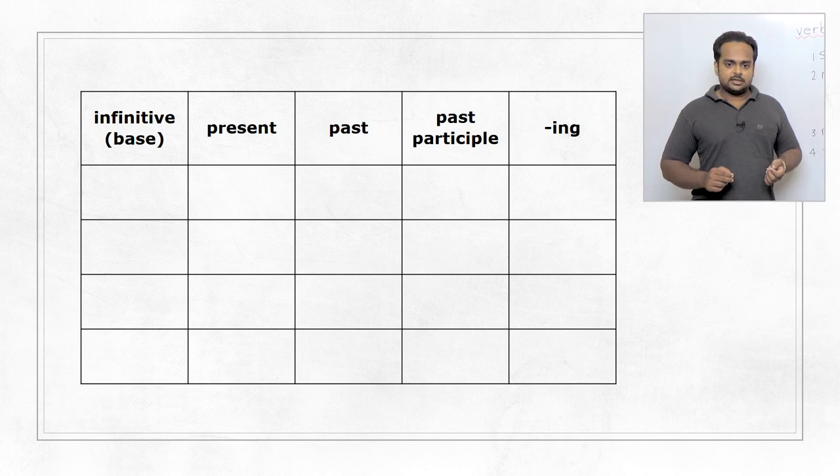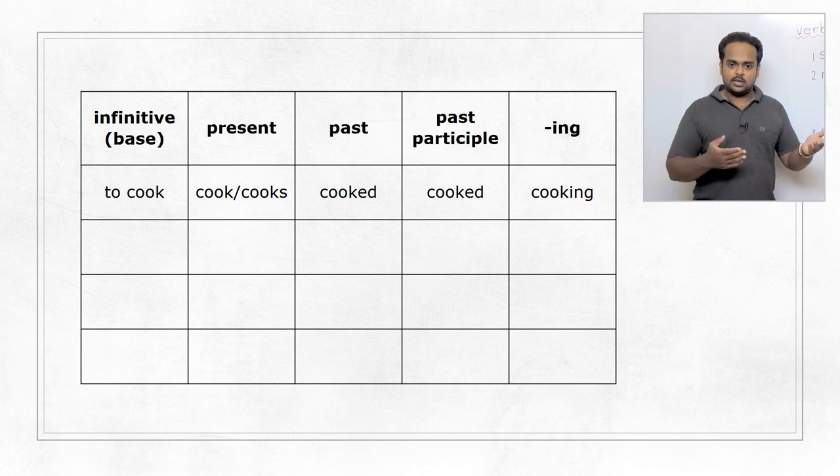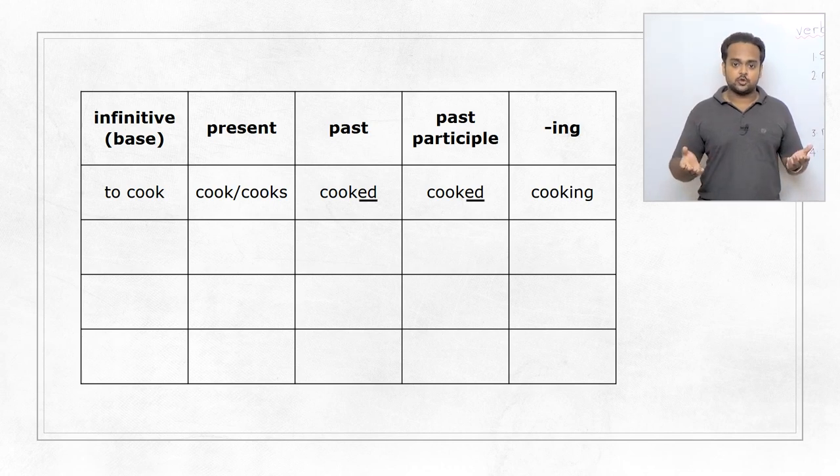Let's take the example of a regular verb, to cook. Its present tense forms are cook and cooks. That's because we say I, you, we, they cook, but he, she, or it cooks. The past tense form is cooked. The past participle form is also cooked, and the ing form is cooking. We say that this is a regular verb because both the past tense form and the past participle forms are just ed endings, cooked. But you cannot do that with an irregular verb, like the verb to go.